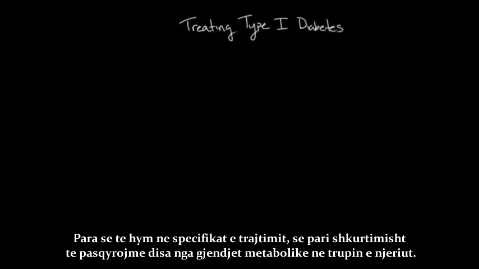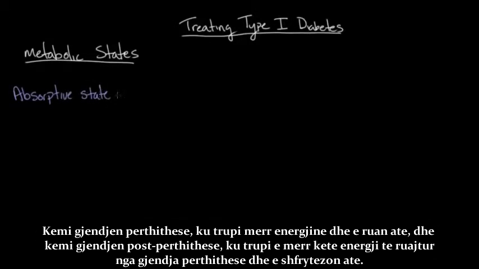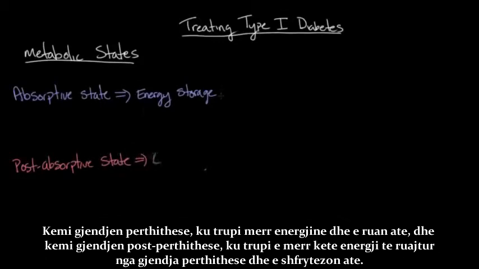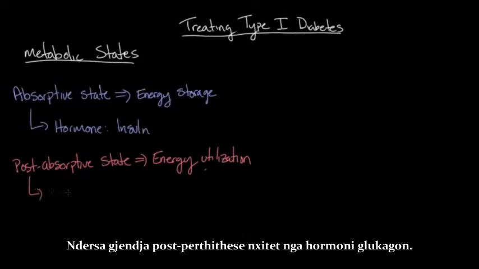And before we get into the specifics of the treatment, let's first briefly review some of the metabolic states in the human body. There are two general states. You have the absorptive state, in which the body takes energy and stores it, and you have the post-absorptive state, in which the body takes this stored energy from the absorptive state and utilizes it. Now, this absorptive state is driven by the hormone insulin, whereas the post-absorptive state is driven by the hormone glucagon.